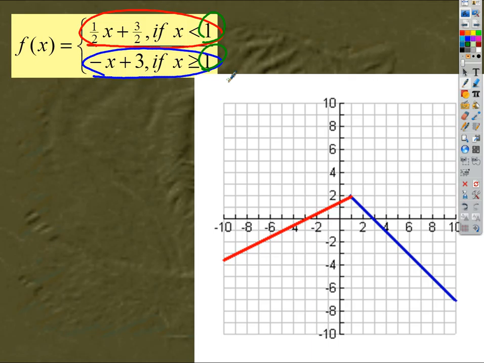Now think about this in terms of these ants. As the ant walks along, when he's on the red part of the graph, that's what he's experiencing. Maybe there's a fog and he can't even see what's going on. He might be surprised when he walks up and steps onto the blue function.